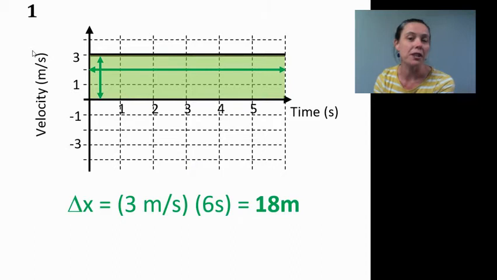In order to figure out the object's displacement or change in position, we simply multiply the speed, 3 meters per second, by the time it's been traveling, 6 seconds, and find that it will travel 18 meters. Notice that this represents the area underneath the graph, between the line for the velocity and the x-axis.